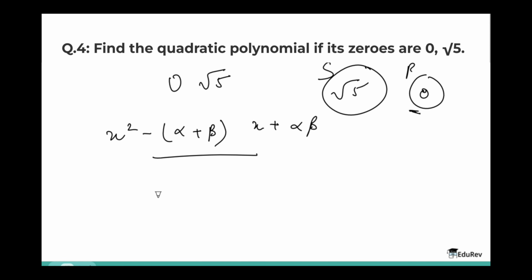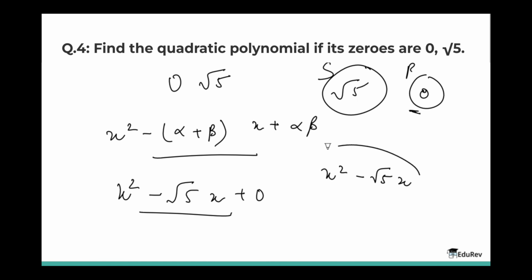If I substitute this in here, then x square minus the sum of zeros, which is under root 5, times x, and the product of zeros is zero. So this polynomial will be x square minus under root of 5 times x.